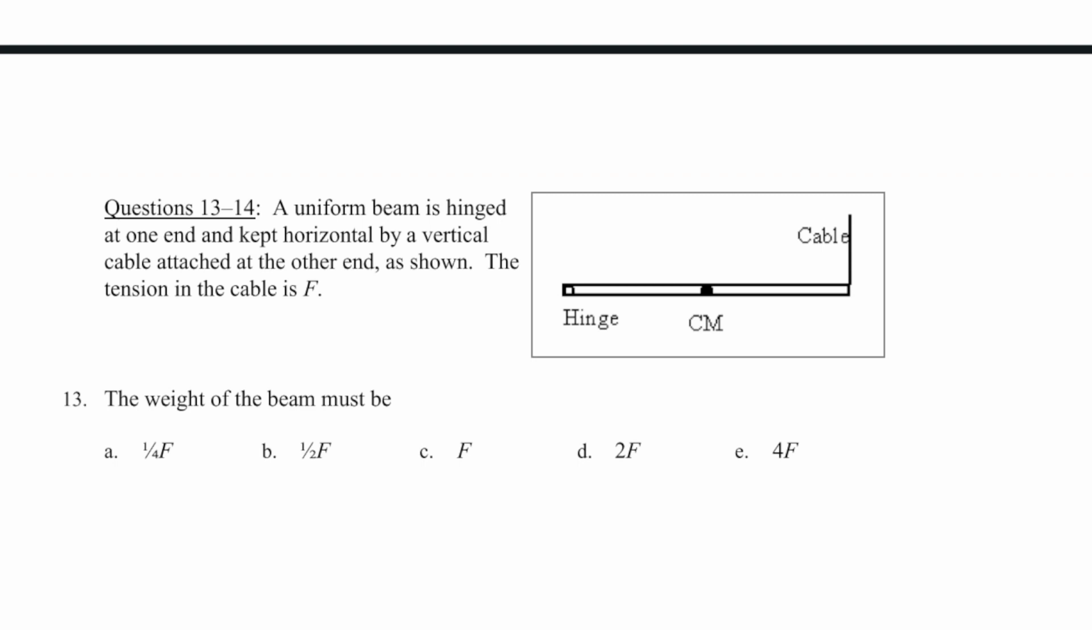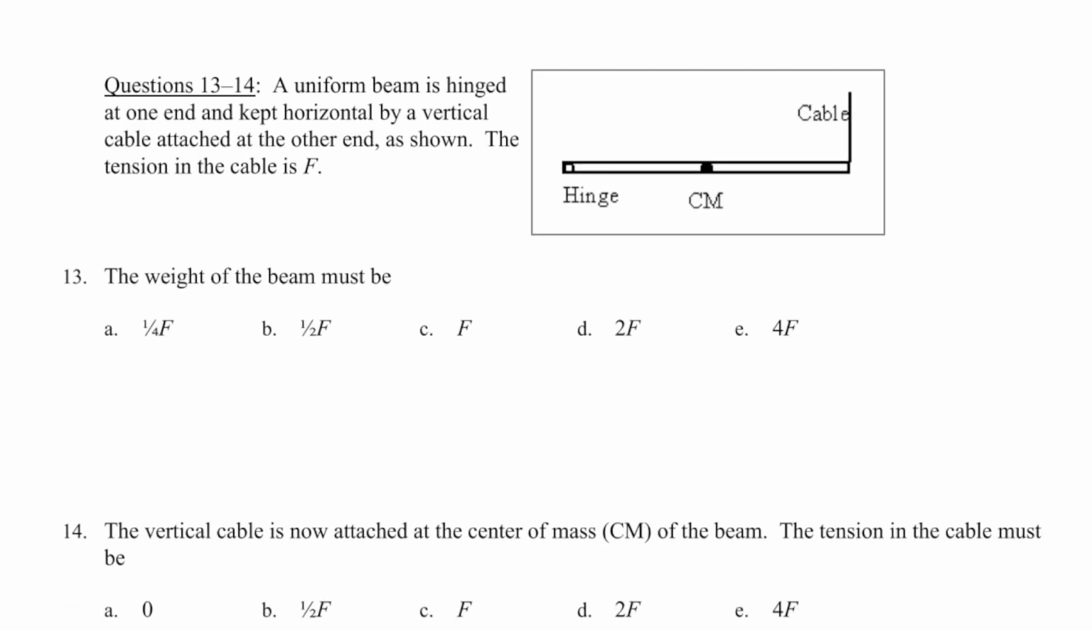A uniform beam is hinged at one end and kept horizontal by a vertical cable. The tension in the cable is F. All right. So we're asked about the weight of the beam in the first part of this. So we can just draw our system here. So we have a cable, and we are given that that force is F. And we're also given that it's a uniform beam. So there is a weight force W exactly at the midpoint.